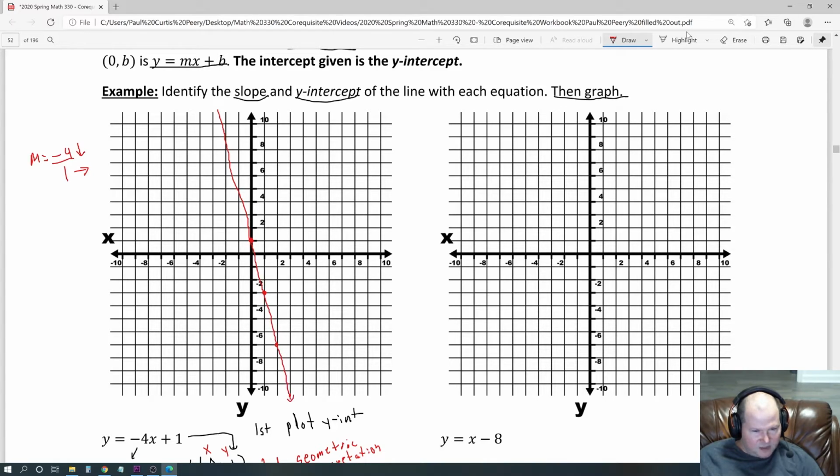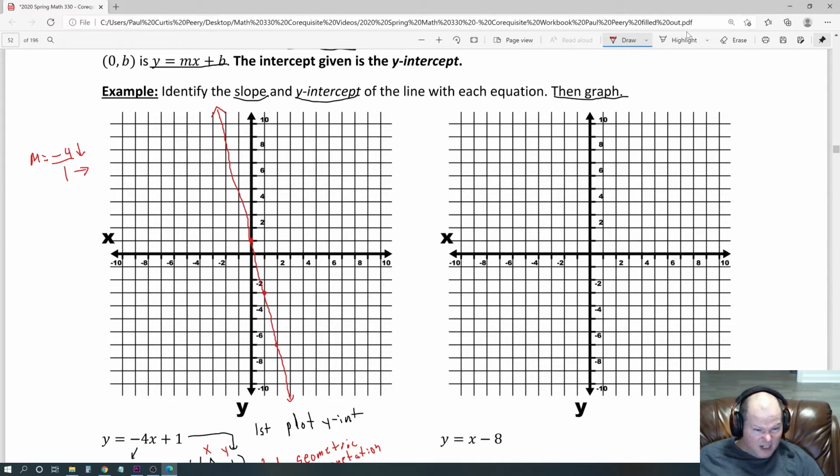Yeah, it's not perfect or anything, but there we go. And you end up with your graph. Okay, so again, first step is to plot the y-intercept. Second step is to use the geometric interpretation of the slope to find the second point. And it's just rise over run. So you do exactly what the slope tells you, and you find your second point.